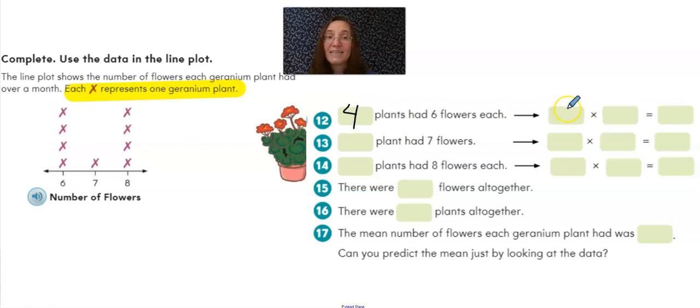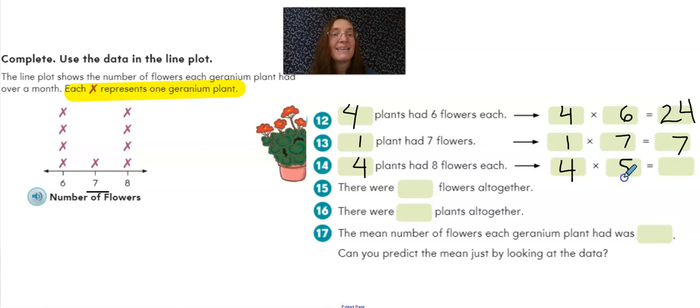4 times 6 would equal 24, the total number of flowers that those plants had, showing us that for all these plants over here, they had a total of 24 flowers. How many plants had 7 flowers? Just 1. 1 times 7 equals 7. There were a total of 7 flowers for this plant. How many plants had 8 flowers each? Again, we have 4, and to find the total number of flowers, 4 times 8 equals 32.